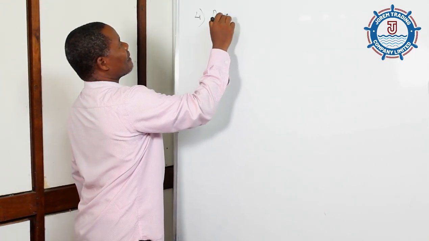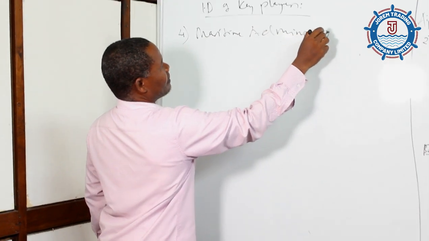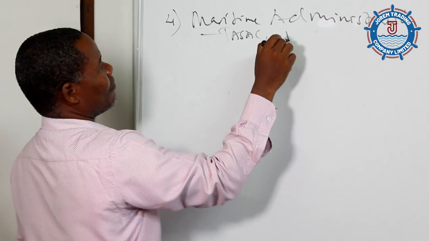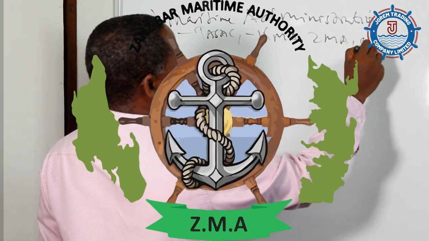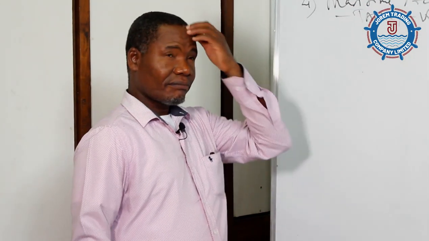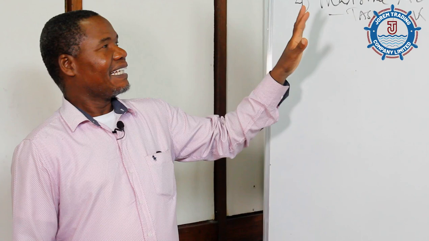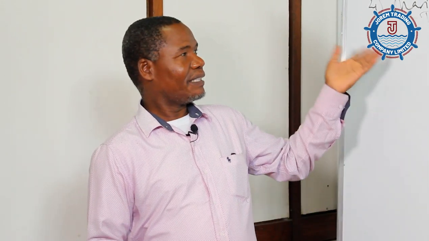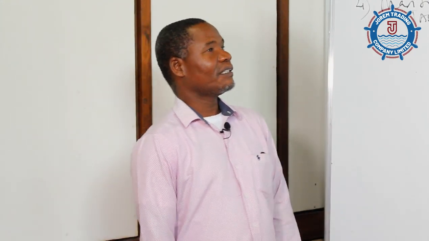So now after the builders, the fourth one is the maritime administration. It's like TASAC here in Tanzania, like KMWA in Kenya, like ZMWA in Zanzibar, like SAMSA in South Africa, AMSA in Australia, etc. These are the regulatory authorities. They are the ones making sure that safety compliance is achieved. Whenever the vessel is constructed under their flag, it has to comply with all international requirements.